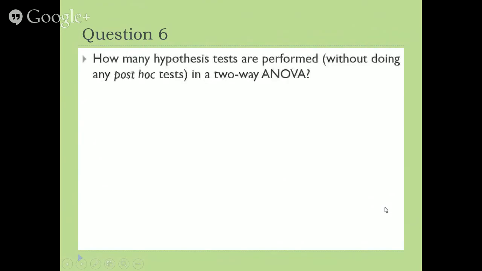This leads us to quiz question number 6. How many hypotheses are tested in a two-way ANOVA? That's not including any post hoc tests. So before you get to the post hoc tests, which are optional, how many hypotheses get tested?